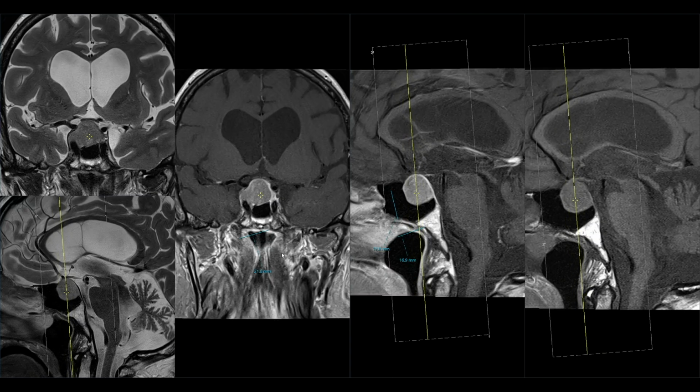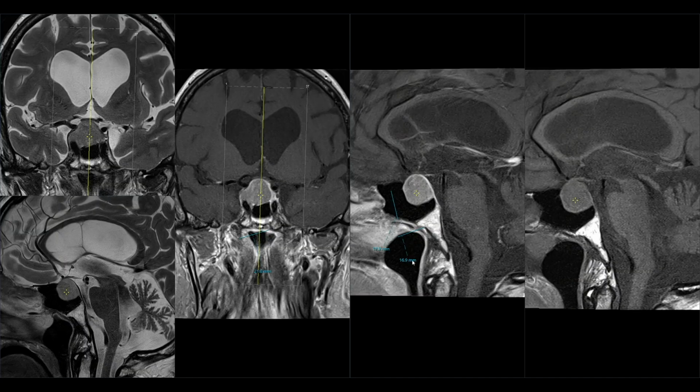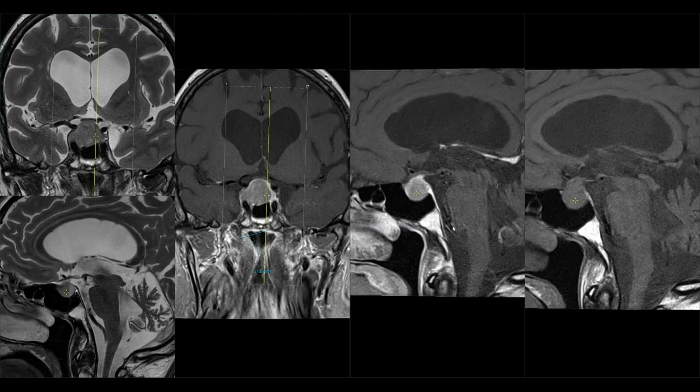But yes, well-defined tumor. We do measurements in coronal, anterior, posterior, and craniocaudal planes. Okay, that's it for this case.